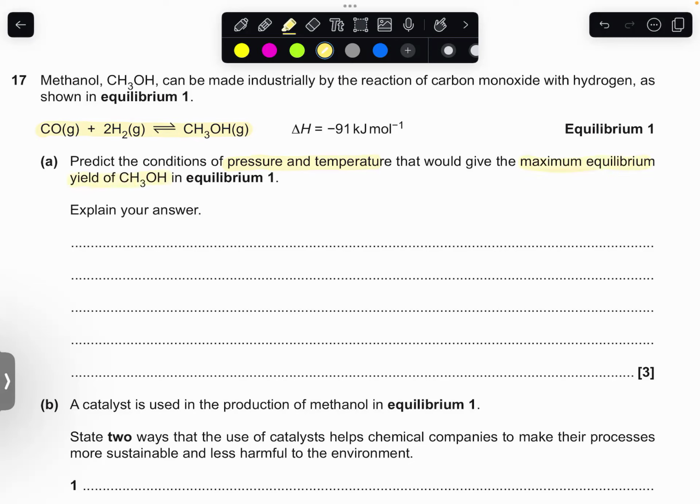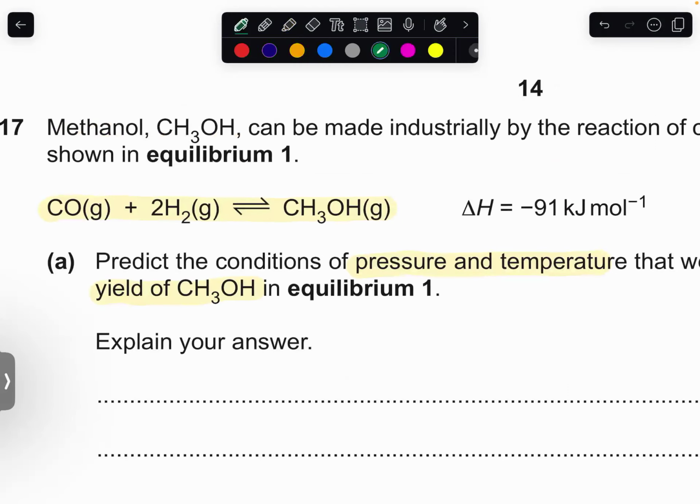So we are after as much yield of methanol by looking at the two factors of pressure and temperature. Before we even answer this question, let's have a look at what this equation is giving us. On the left-hand side, we've got 1 here and then 2 here, 3 moles of gas. On the right-hand side, there's only 1 mole of gas. We'll come back to this in a moment.